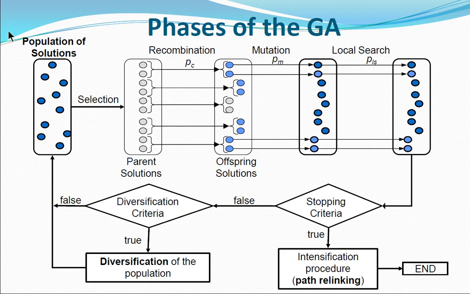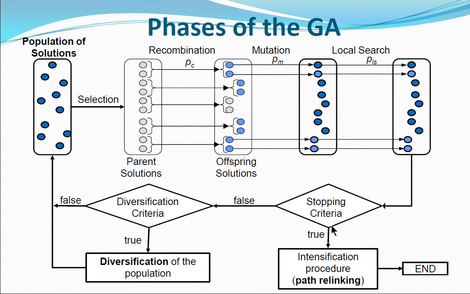Here you can see the phases of the genetic algorithm proposed by us. First of all, we have the population of solutions, and using some selection technique, we select some parent solutions to be recombined. Using a probability of recombination, a probability of crossover, we recombine the solutions, generating offspring solutions. With these offspring solutions, we apply a mutation operator with another probability. And of course, we apply a local search procedure to improve the solutions of the new recombined population, using another probability.